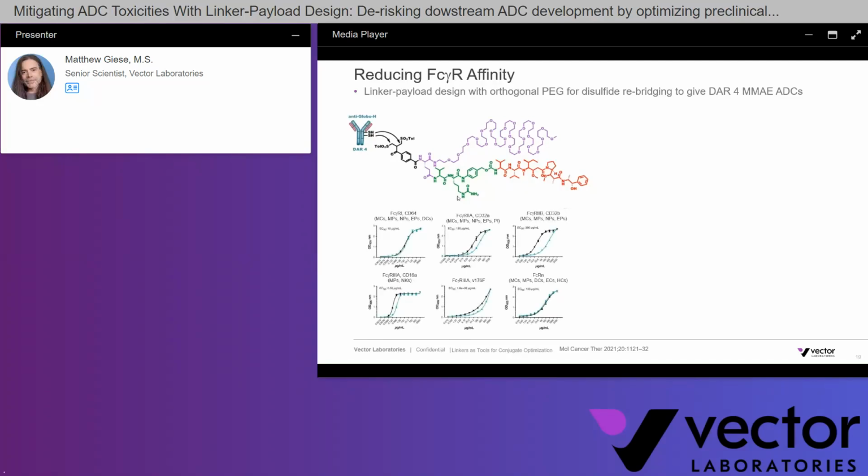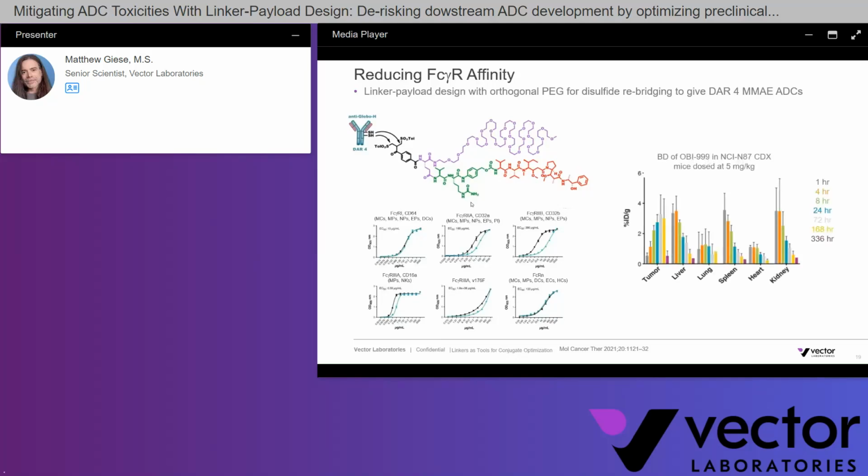Given that these receptors are expressed on professional phagocytes, this has the potential to reduce uptake by or increase clearance from tissues containing those cells. So while it's only speculation, this might be supported by the biodistribution studies.